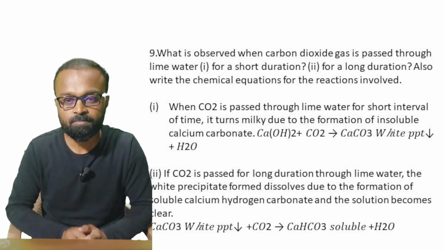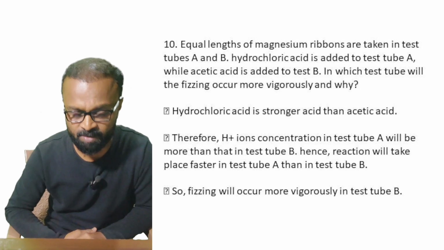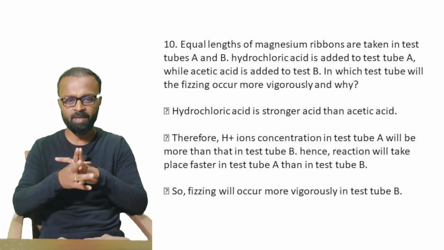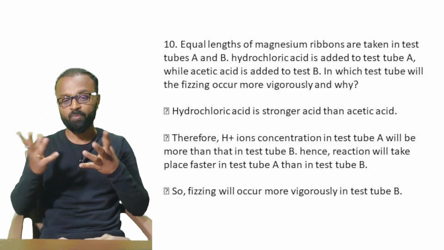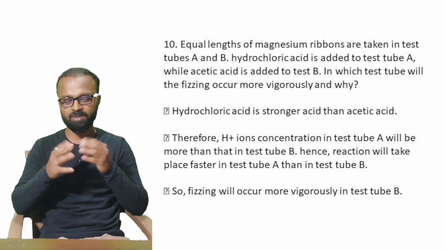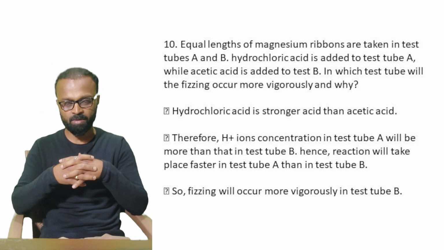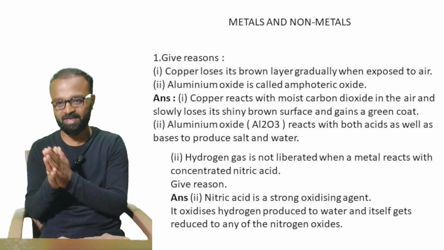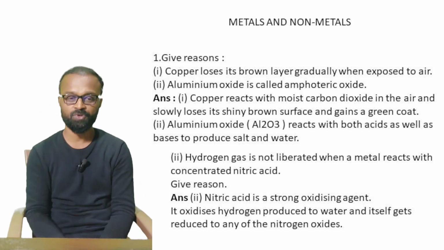So next one, the Metals and Non-metals chapter. Let us go across the give reasons. So many give reasons they will ask based on this chapter, at least 2. Which ones, we don't know, but let us try to understand the concepts which are already given in these questions. Copper loses its brown layer gradually when exposed to the air. That is the first question.